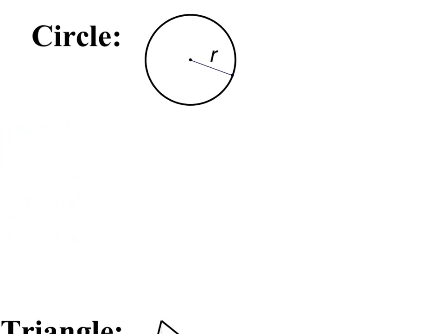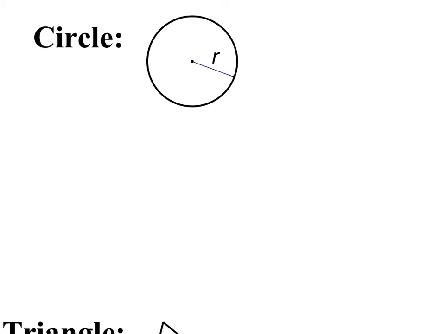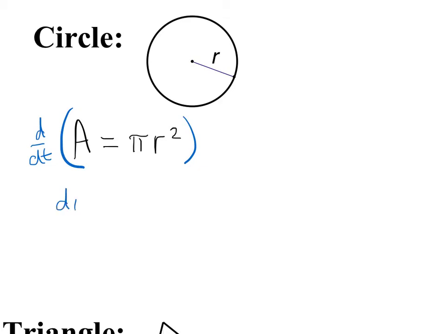Now, let's go to the circle next. A circle is much like a square, except instead of a side length, you're given just simply a radius. Now, the area is not radius squared. It's multiplied by a factor of pi. So we know our formula, the very famous formula for the area of a circle, is A equals pi r squared. What is the derivative of this equation with respect to time? Well, that would be dA/dt equals, and pi is simply a constant, and we're going to use the power rule. So this would be 2 pi r, and then times dr/dt.